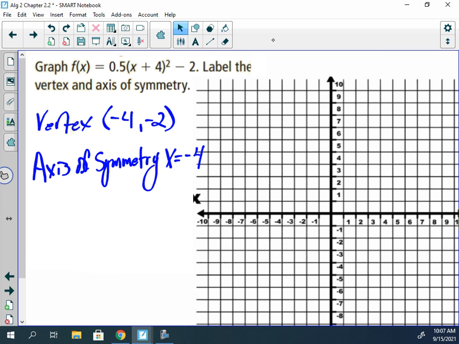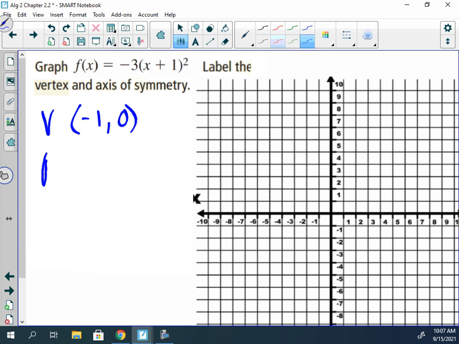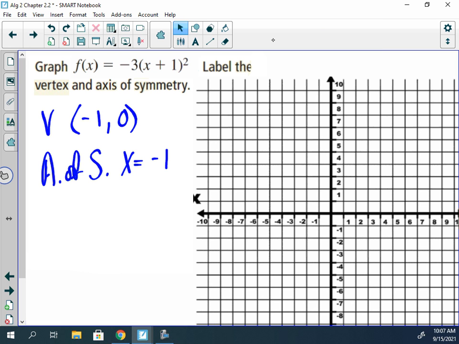Questions on this here? Vertex. Negative 1 and 0. Axis of symmetry. X is equal to negative 1. Any questions on any of this here?